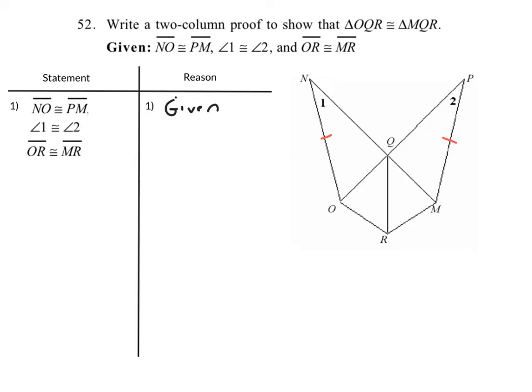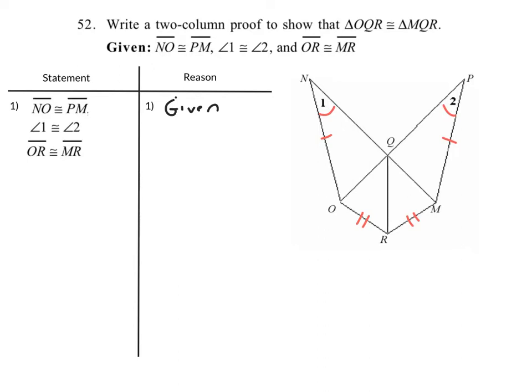I said an angle mark for that last one, but what I meant to say is segment mark for the side length, angle marks for the angles, and OR is congruent to MR. That's good. That's helpful. Okay.